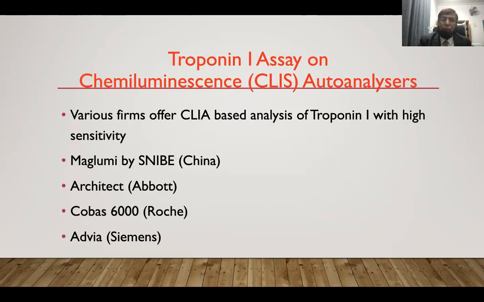Troponins are now assayed in laboratories by chemiluminescence autoanalyzers, and various firms offer cloud-based analysis. For example, Maglumi of SNIBE China has a very good assay, and I have personal experience of it; the results are marvelous. Architect Abbott is also good. Cobas 6000 and Advia all offer cloud-based troponin assays.